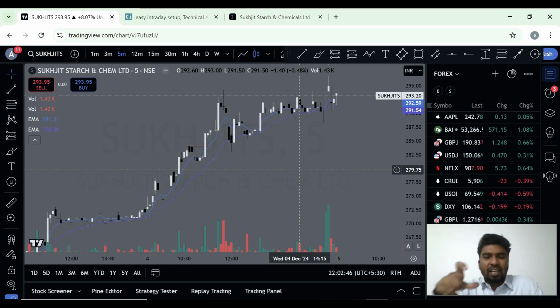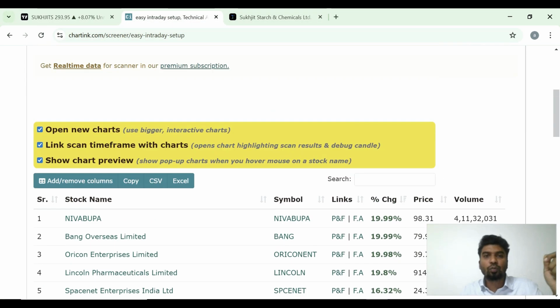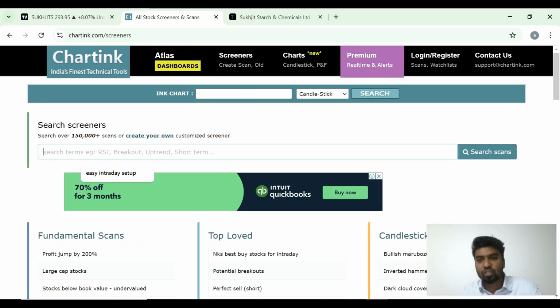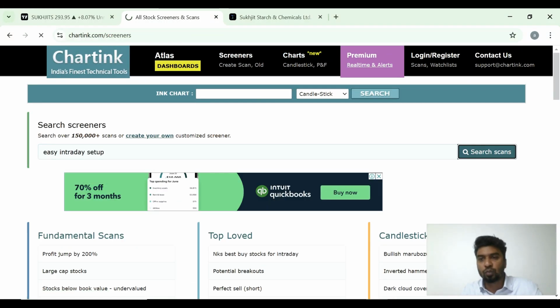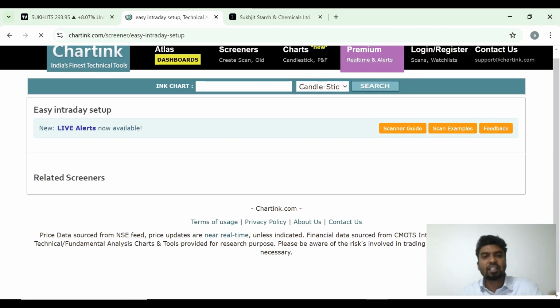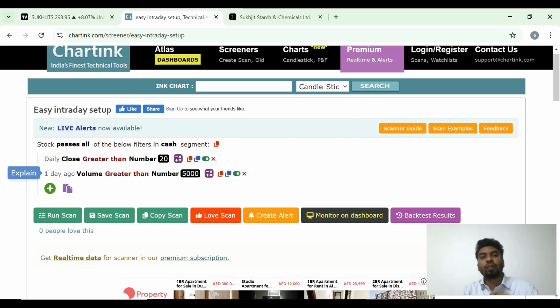The strategy is that we need to find out the best momentum stocks for today. For that, we will get help from the charting, and in the charting, we will go to the screeners, and in the screeners, we will type the easy intraday setup, and for that, we will search the setup again, and in the setup, we will get some perfect momentum stocks. We need to find out whether these momentum stocks have proper momentum or not.